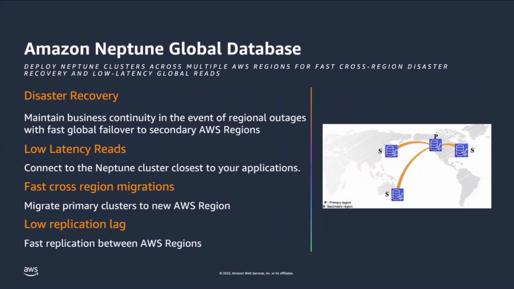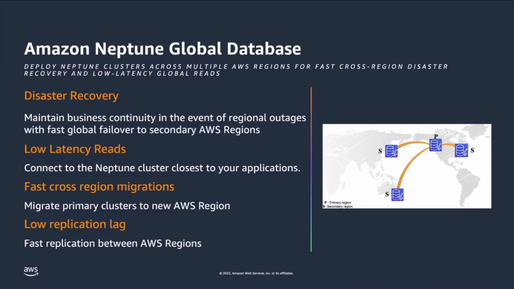Another operational simplicity feature that we recently released is one I'm very excited about, and that's Neptune Global Databases. Neptune Global Databases allows you to deploy Neptune clusters across multiple AWS regions for fast cross-region disaster recovery or low latency queries. At its core, Neptune Global Databases allows you to set up one primary cluster and up to 5 different secondary clusters that are read-only in different AWS regions.